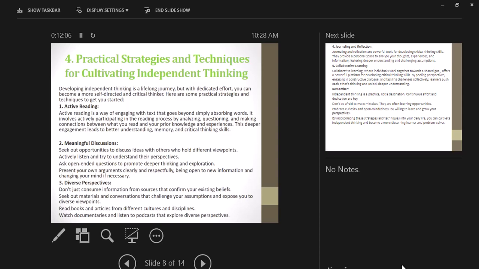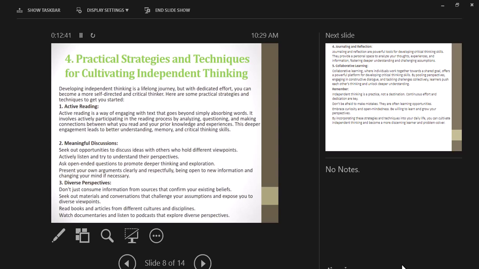And if we come to agreement that independent thinking is important for our life, we will see what strategies you can use to cultivate independent thinking. There are a lot of techniques that you can use to cultivate your independent thinking, but in our presentation we include some of them. You can explore on your own.